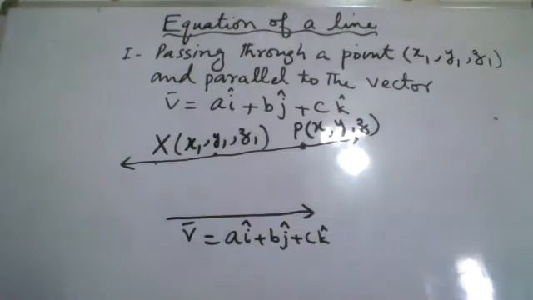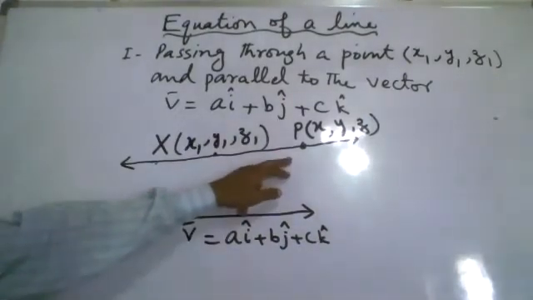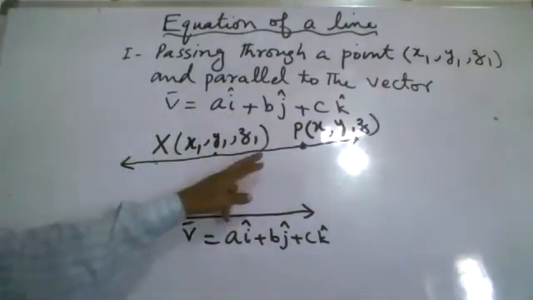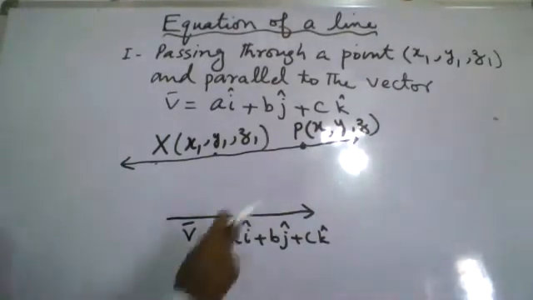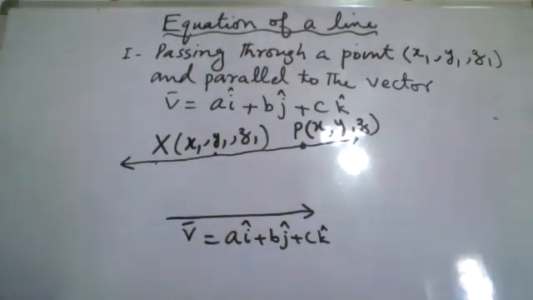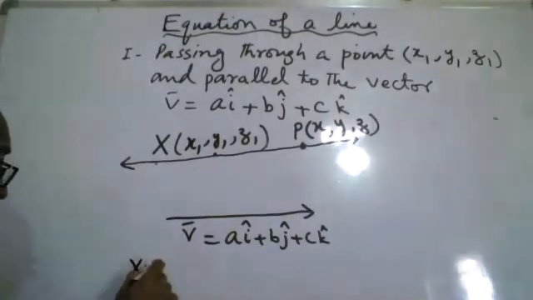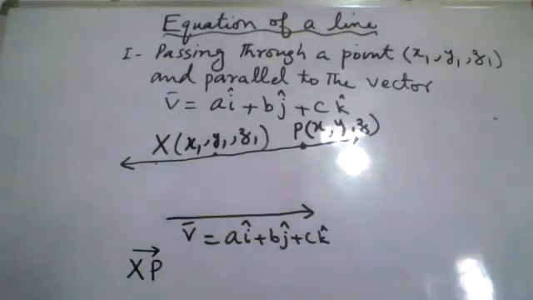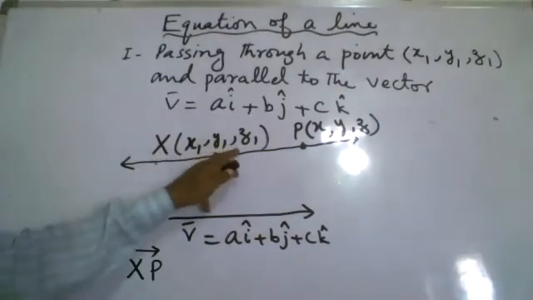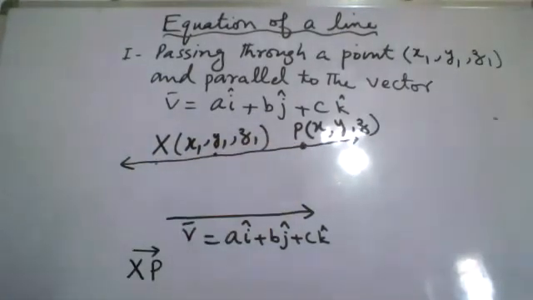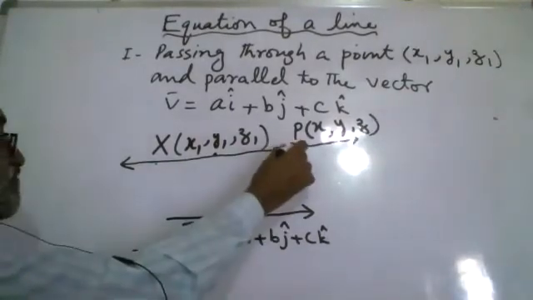So, we will mark a point P on the line. The coordinates of P are x, y, z. We will find a vector XP. X has this coordinate, P has this coordinate. We'll find a vector XP. XP will be parallel to this one.